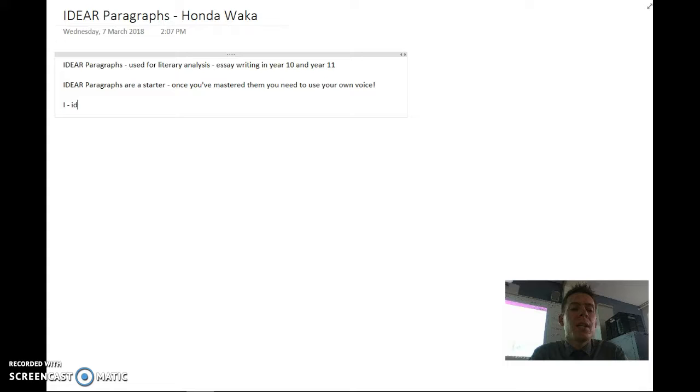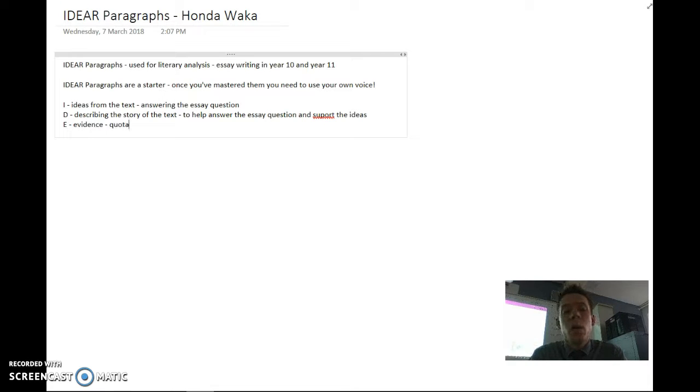The I is obviously the ideas from the text. Eventually, you'll be answering the essay question. The D is describing the story of the text to help answer the essay question and support the ideas. The E is the evidence. Now for us that's going to be quotations from the text, but also techniques as well.